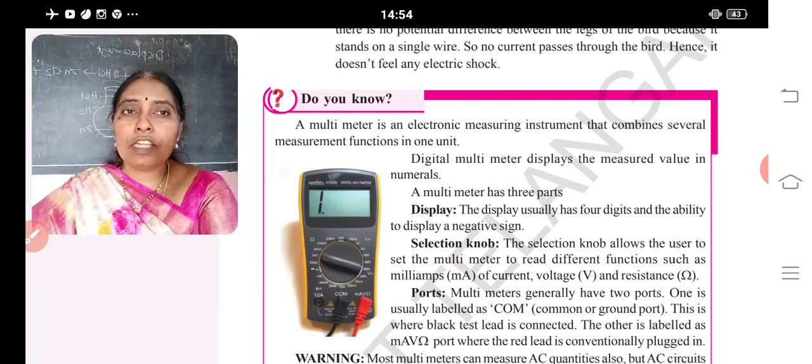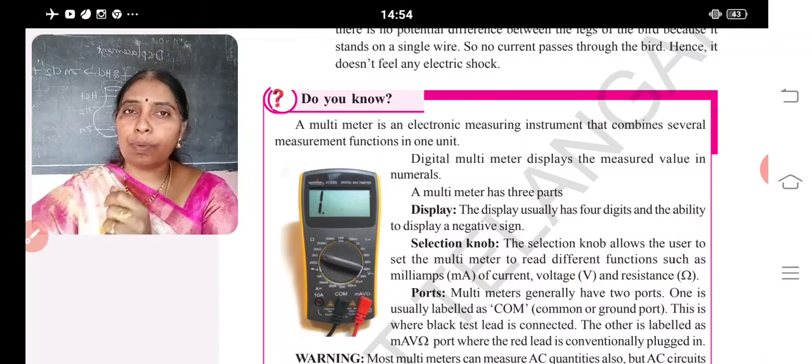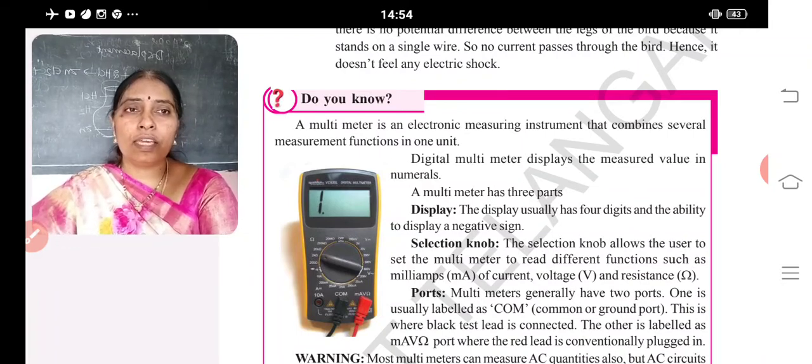So you can see the knob there, like a fan regulator. If you rotate the knob and place it on amperes, it shows the amount of current. If you place it on volts, it shows the potential difference. If you place it on ohms, it shows the resistance. Okay. Now the third one is ports.